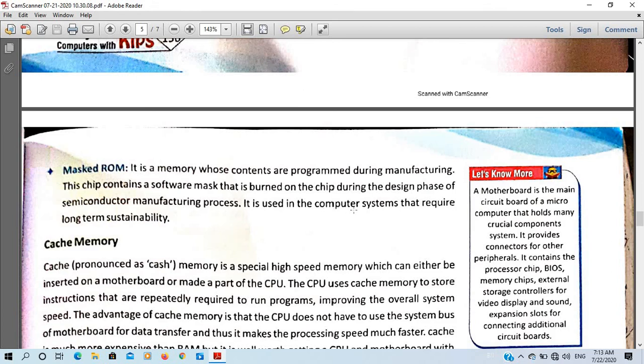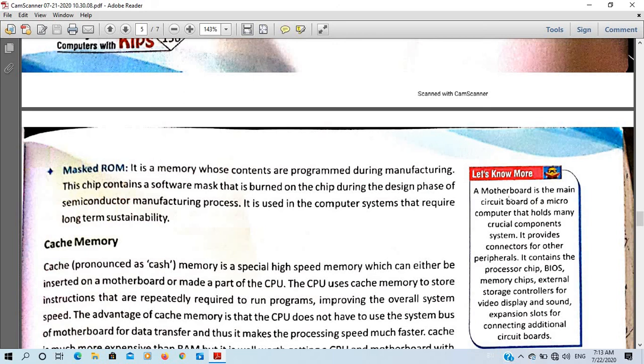It is used in computer systems that require long-time sustainability. Means whenever you are formatting your computer or doing anything to your computer, or using any other operating system, this masked ROM does not get changed. It is the ROM which has the BIOS in it.